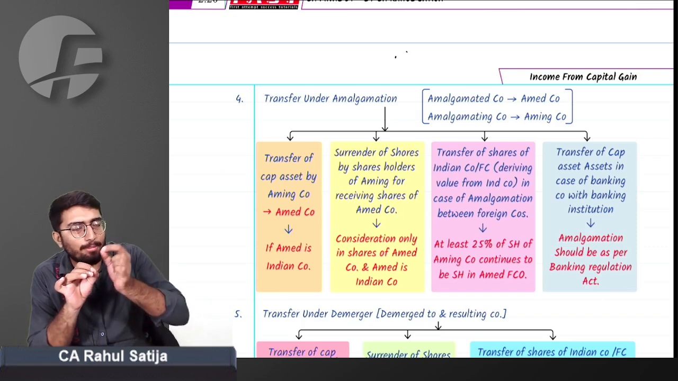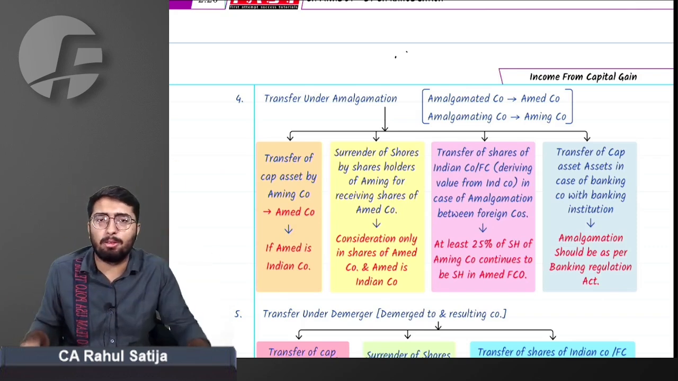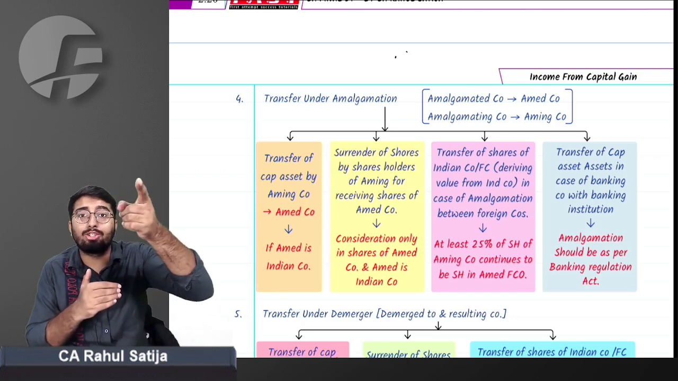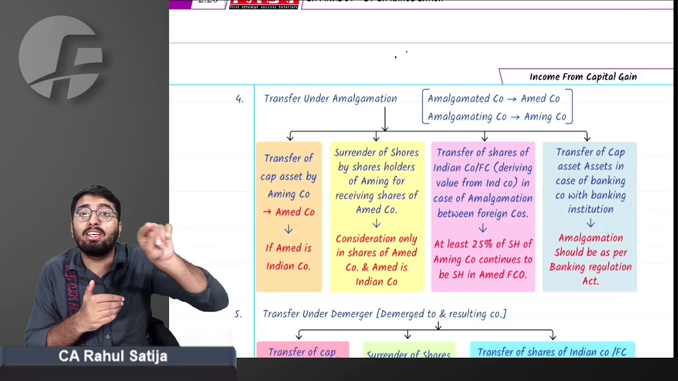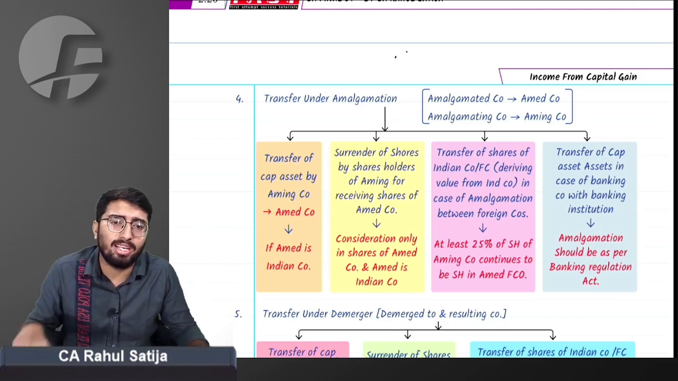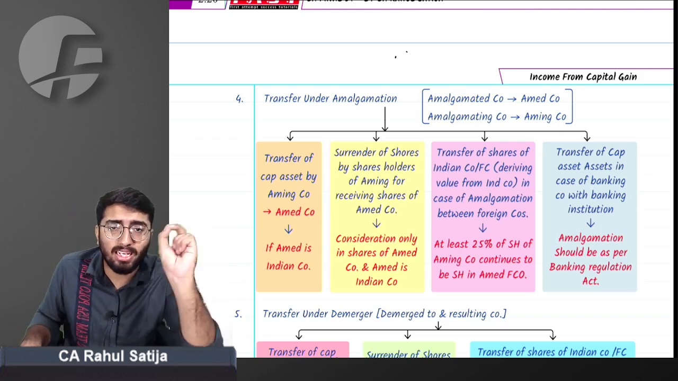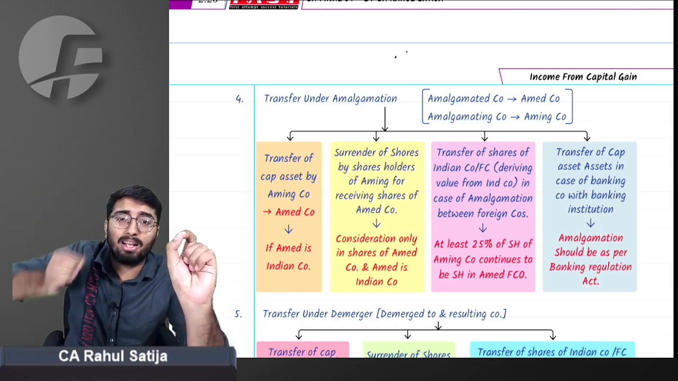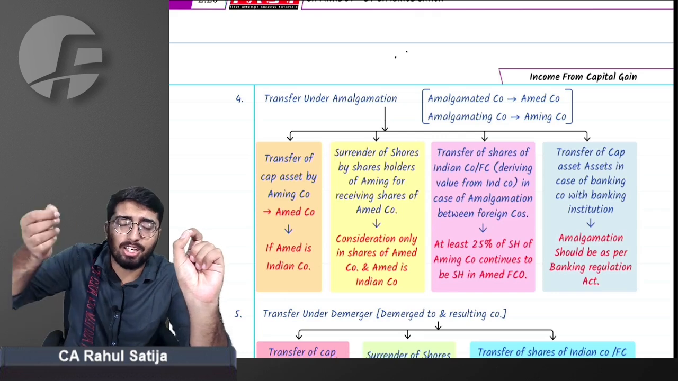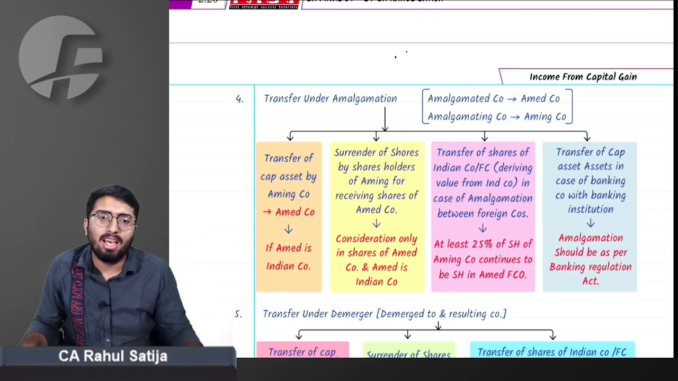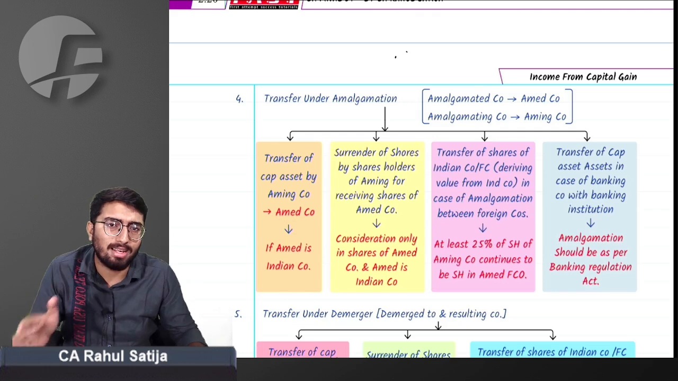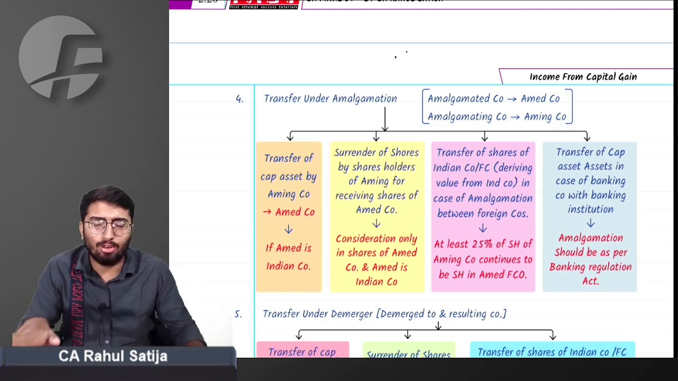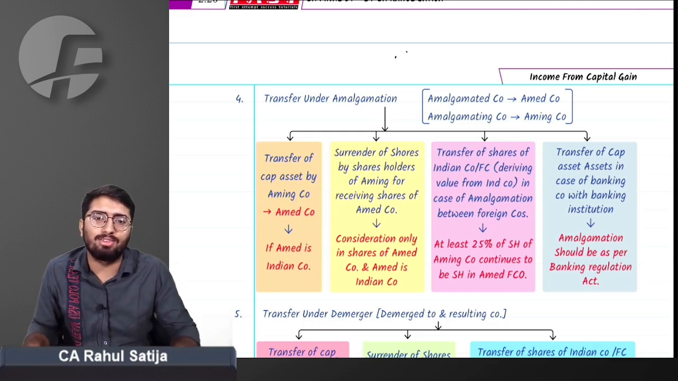Any asset transferred by amalgamating company to amalgamated company will be exempt transfer. Shareholders whose rights are extinguished in the amalgamating company for receiving shares of amalgamated company will also be exempt. For example, any shares of Indian company are being held by foreign company and that foreign company amalgamates with another foreign company, then any change in shareholding will also be exempt. And in case of transfer of capital asset between banking companies or banking institutions, as per the RBI guidelines or Banking Regulation Act, it will be exempt transfer.